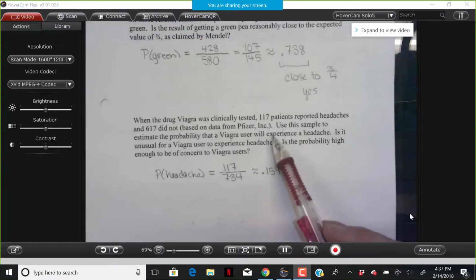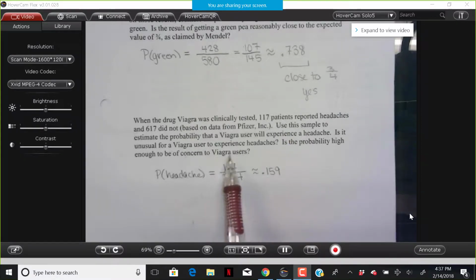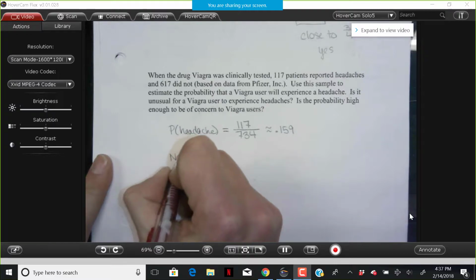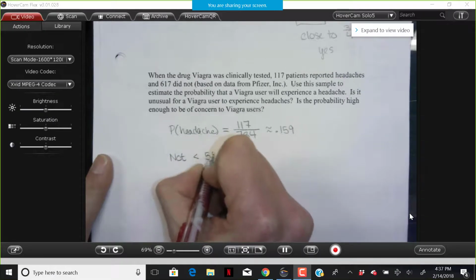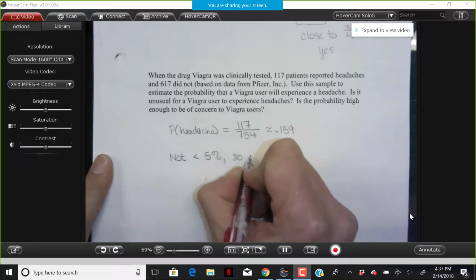Okay, so that's the first part. Is it unusual for a Viagra user to experience headaches? 16%. Right. No, right? It's not less than 5% of the time. So not less than 5%, so not unusual.